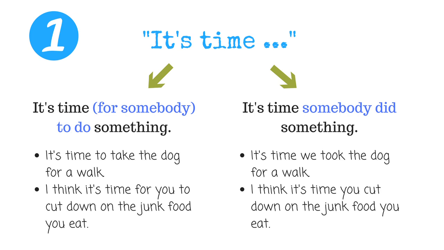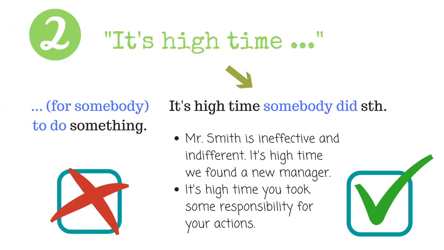Now here I have rewritten the same two examples in order for you to compare the two language structures. Once again, I would like to remind you that there is absolutely no difference in meaning, so these are just paraphrased. It's time we took the dog for a walk. Do you see the past simple tense? Take, took. Second example. I think it's time you cut down on the junk food you eat. Don't get confused. This is not present simple. It's just that the verb cut has an irregular past simple form. It remains the same. Cut, cut, cut. So once again, we have unreal past here. You see?